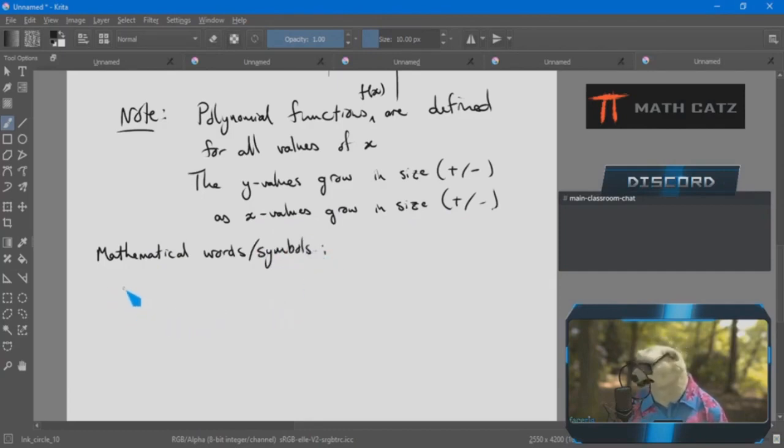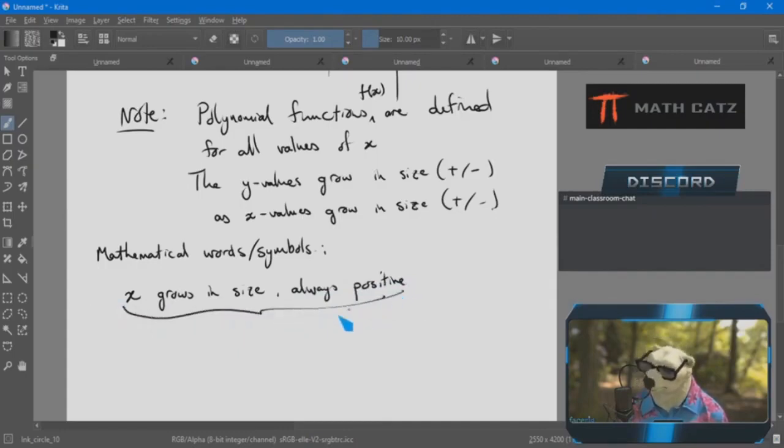So if we say x grows in size, always positive, I'm trying to make the words in English as simple as possible so that we understand what we're saying. We're going to represent that by x, that's my variable name, then an arrow, and then infinity. And we will casually say x approaches infinity.